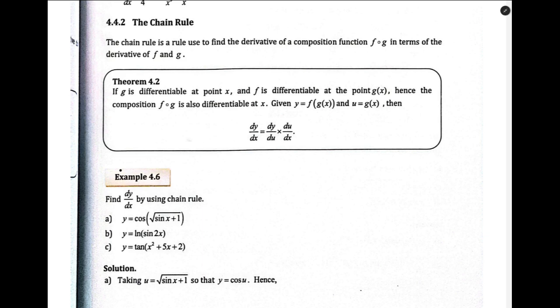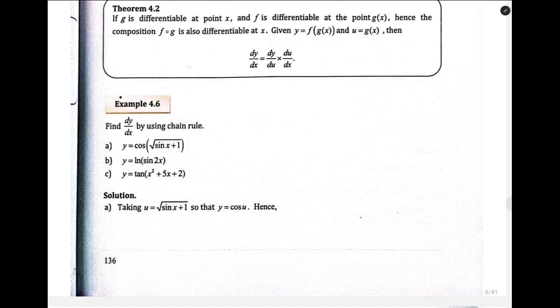And for the chain rule we use this formula, which is dy over dx is equal to dy over du times du over dx. We're going to see how to define each of these terms in order to calculate dy over dx later on. Okay, so let's look at the first example, which is A.